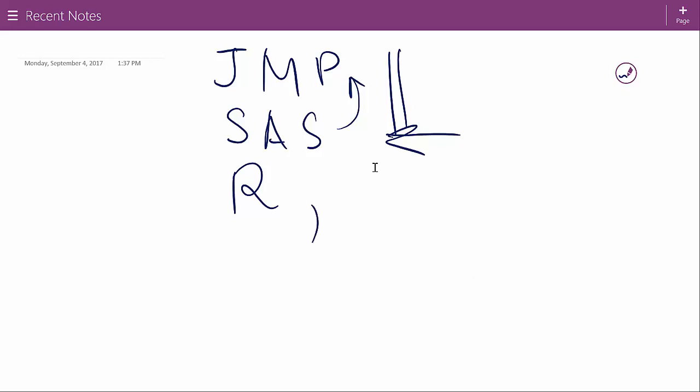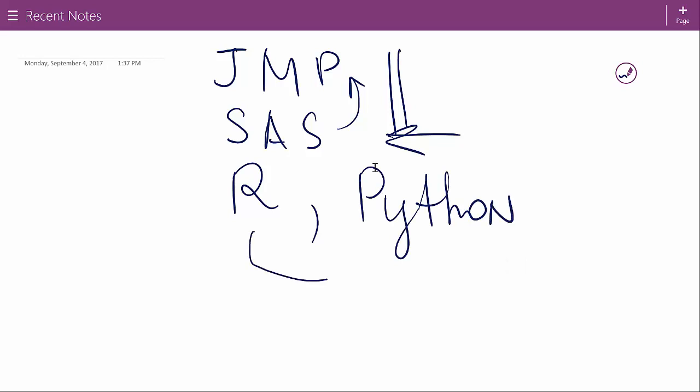Then another program, it's not really a program, it's a programming language, Python. Python is actually getting more and more popular, and especially the combination of R and Python is being used in a lot of companies. They write programs in the programming language Python that call R to do the statistical computations from inside this Python program.